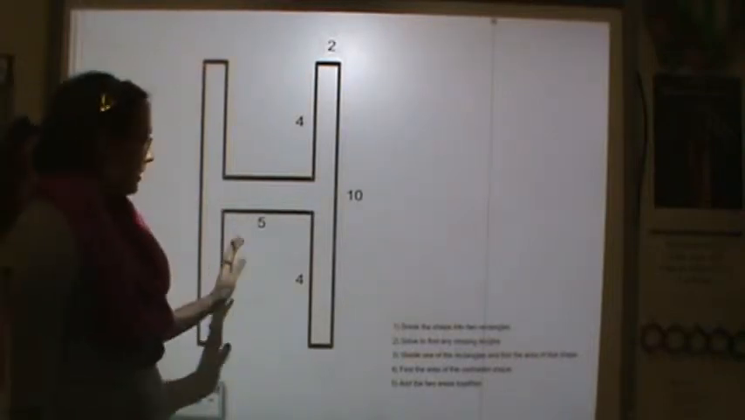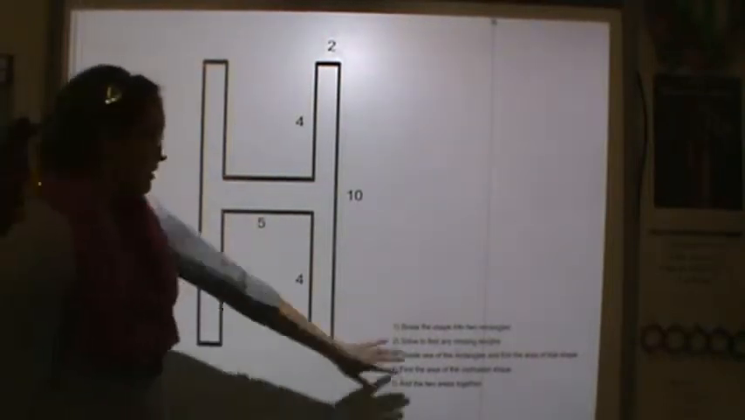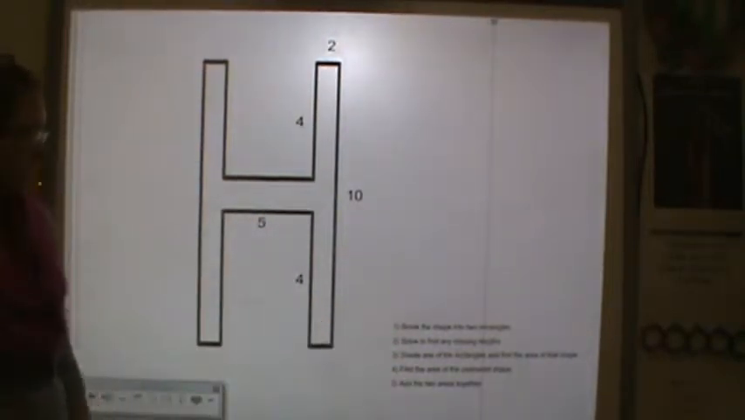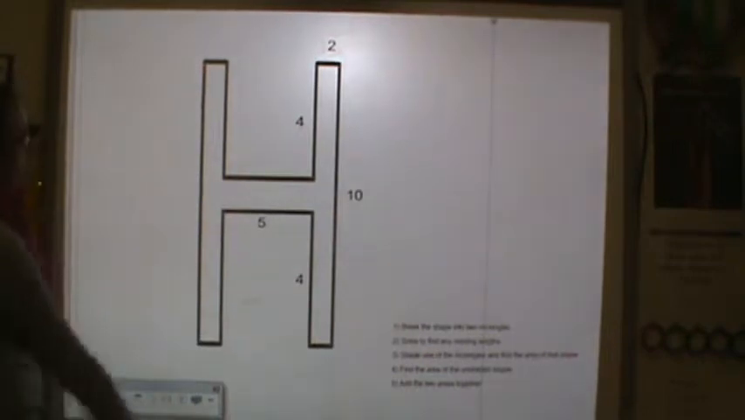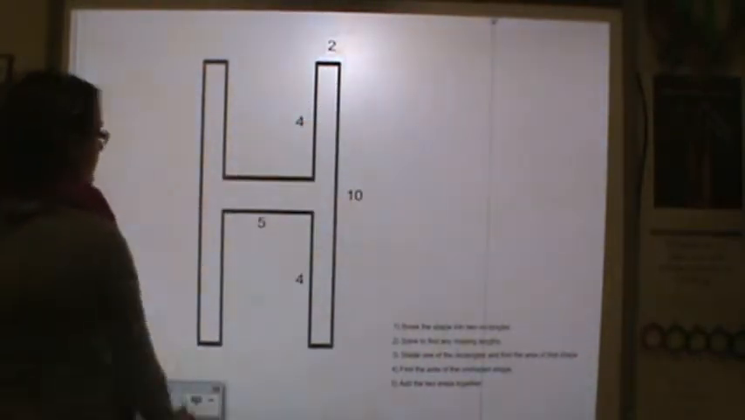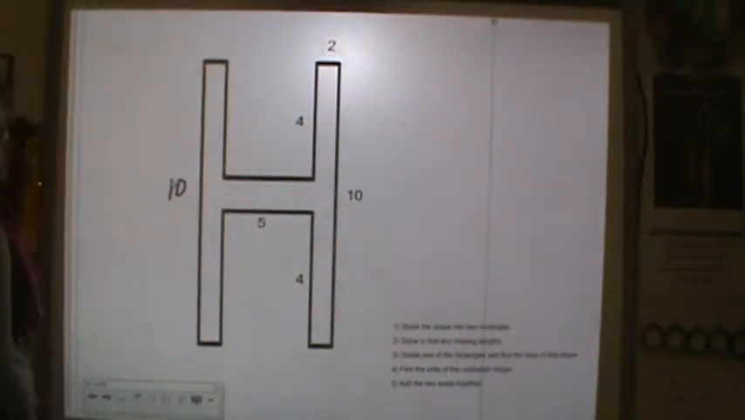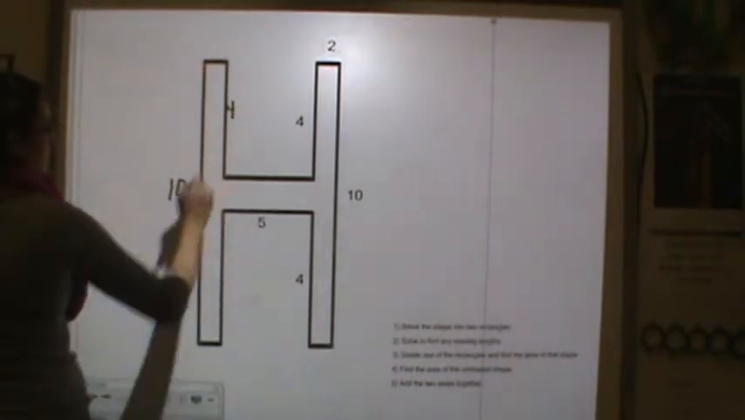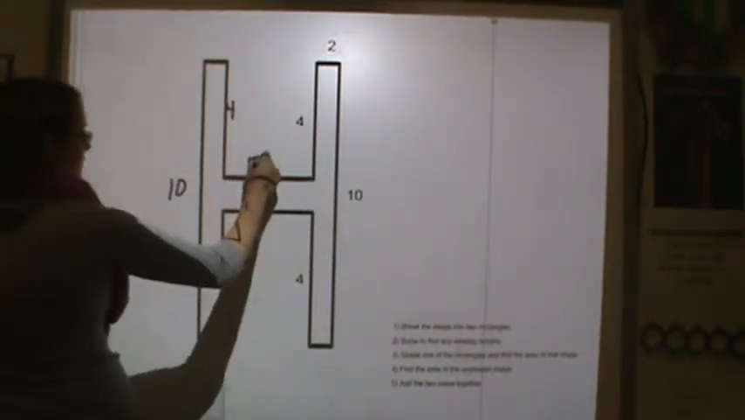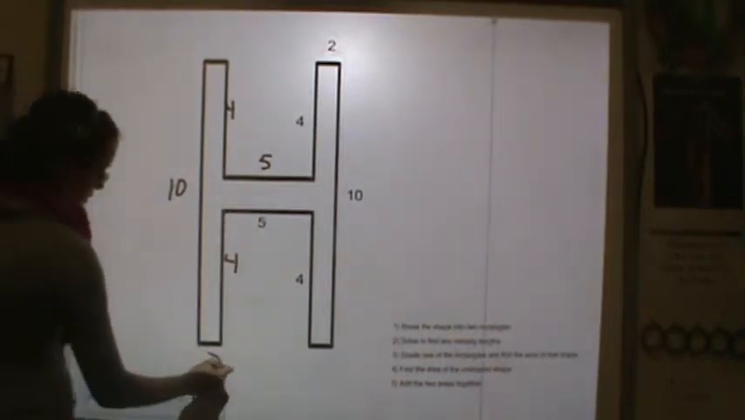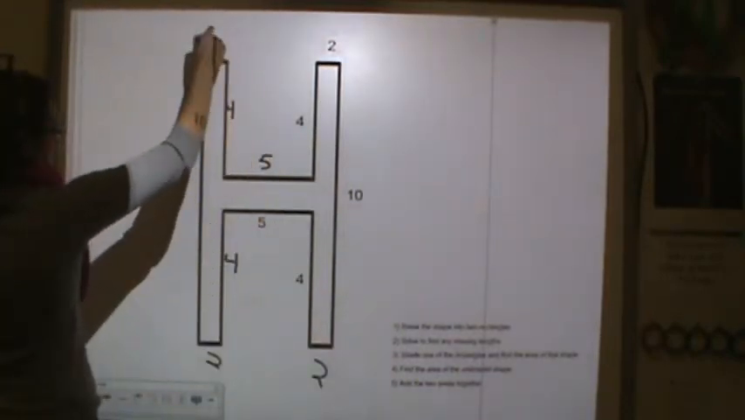So here is our first shape. Yes, I want you to draw it. Now I have a little reminder of what we're going to do at the bottom. You don't need to copy it. You've already written it down. And we have an H here. And I know if this side right here is 10, this side is also 10. This is 4, this is 4, this is 4, this is 4. I've got 5, 5, 2, 2, 2.